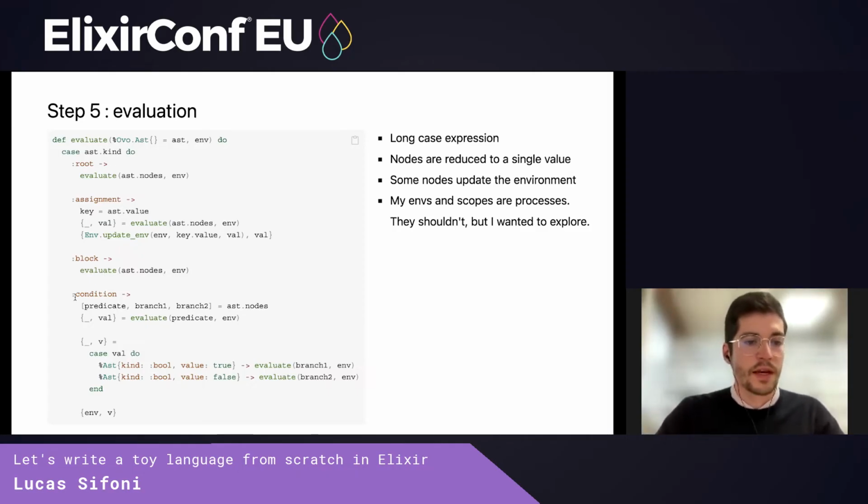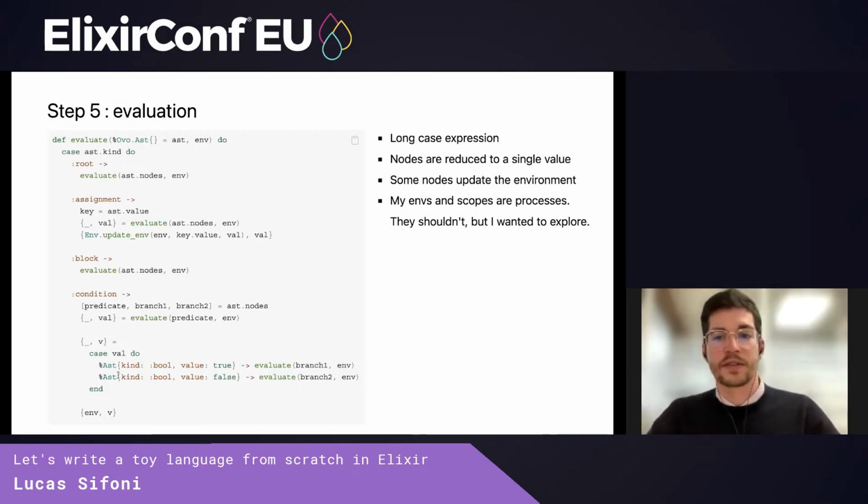So a condition node has exactly 3 children, a predicate, a first branch, and a second branch. We recurse into evaluate to get the value of the evaluated predicate. If it's true, we evaluate the first branch. If it's false, we evaluate the second branch. And we always return the environment and the resulting value of this evaluation.